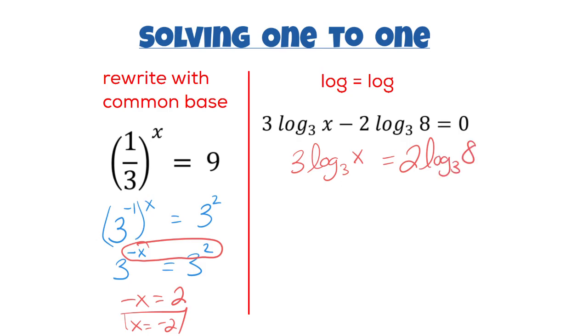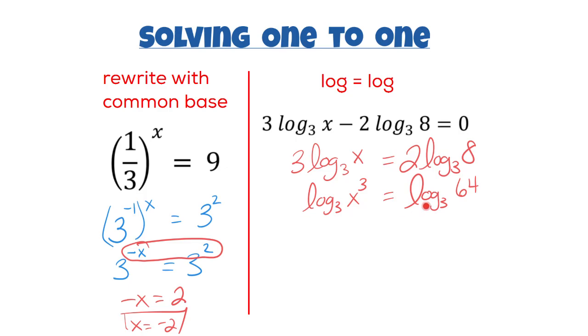Okay, next thing I want to do is condense this. So remember, I don't like the 3 in front, so I'm going to take it up to the top. So I'm going to call this log base 3 of x cubed equals log base 3 of 8 squared, which is 64. All right, at this point, I've got myself a one-to-one situation.